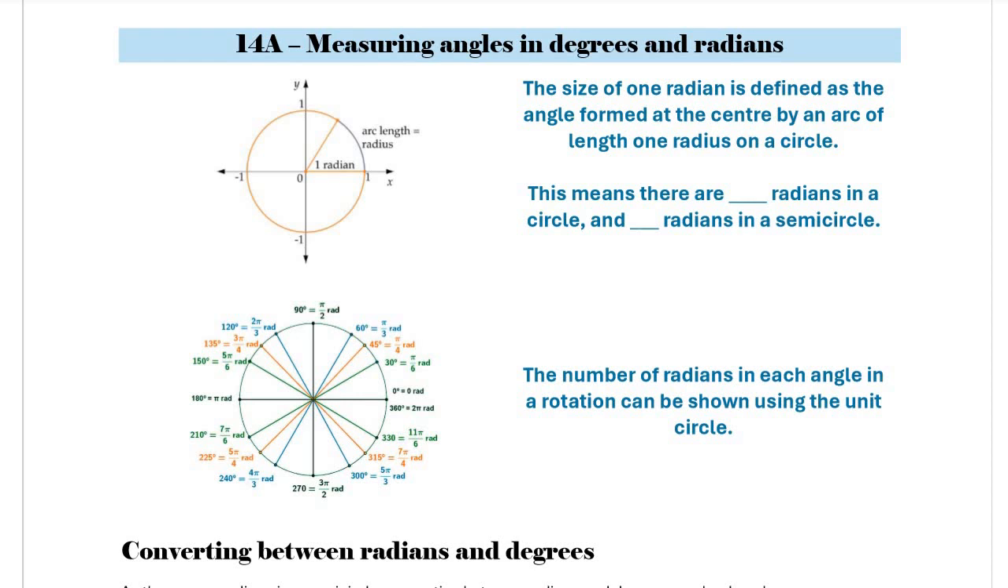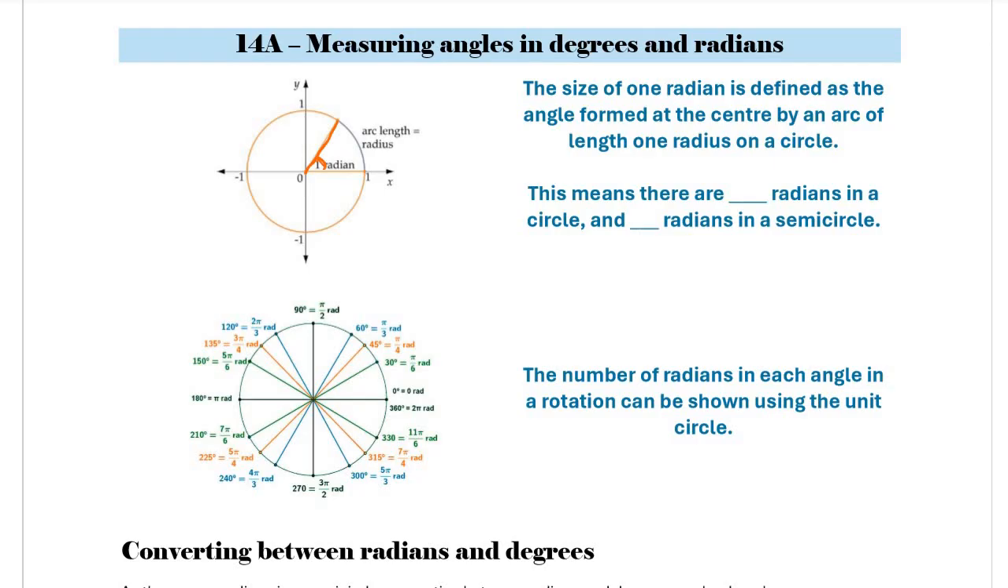Okay, so the size of 1 radian is still an angle. So if we had an angle drawn in here, it would be 1 radian, and that's the angle formed at the center by the arc formed by 1 radius. So if I took this radius and drew it here, the angle that it makes there is called a radian.